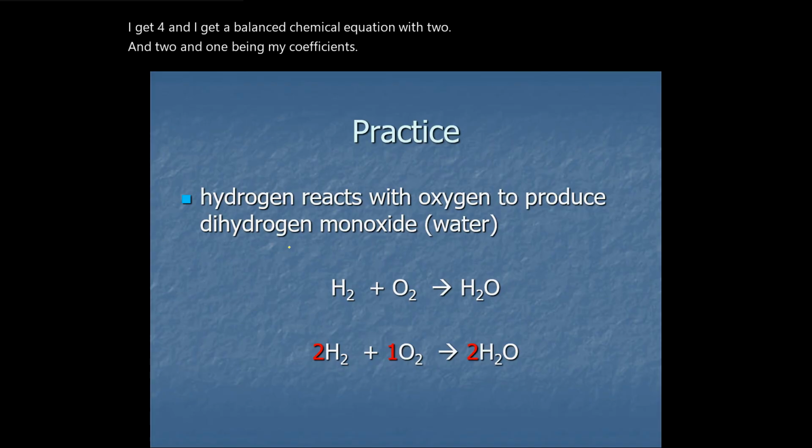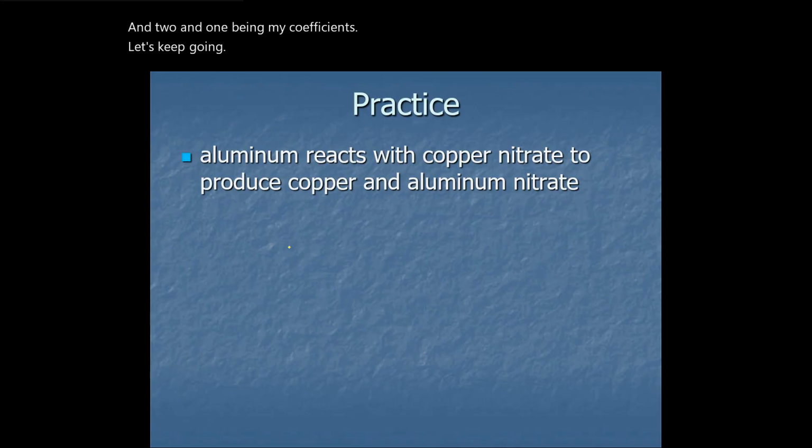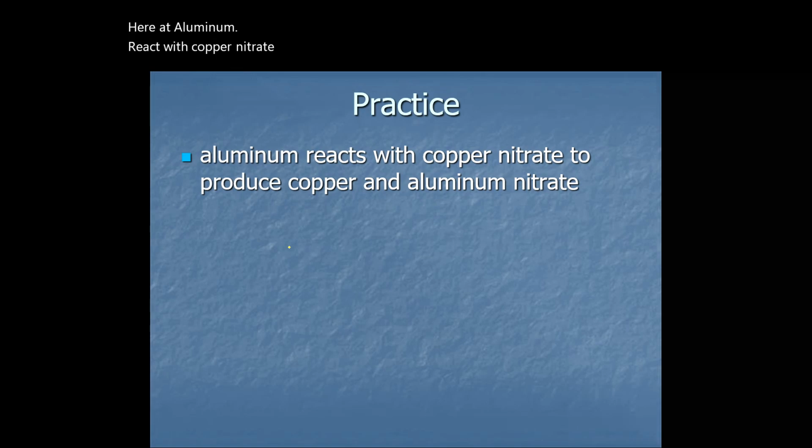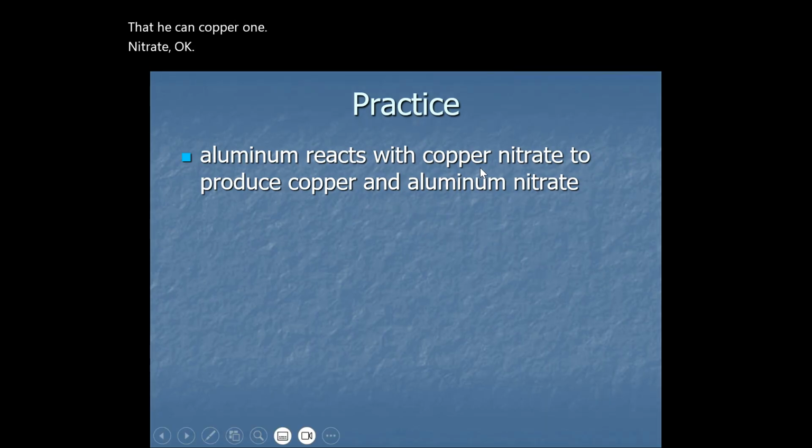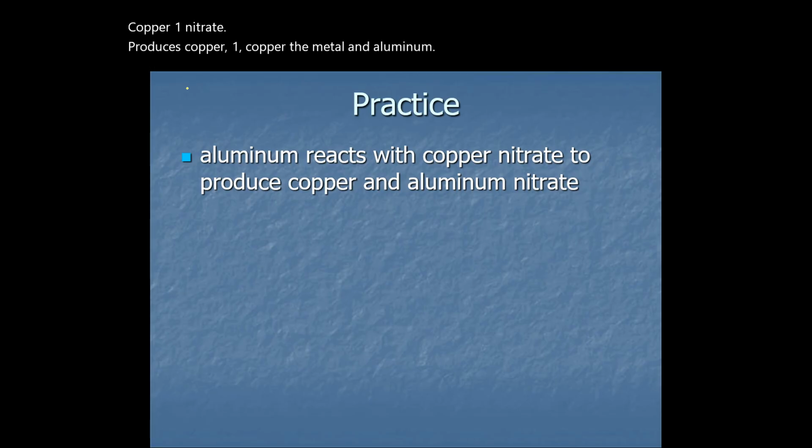Let's keep going. Here I have aluminum reacted with copper nitrate. Ooh, I think it's copper 2 nitrate. Let me double check. Oh, they did copper 1 nitrate. Okay. Copper 1 nitrate. And produces copper, the metal, and aluminum nitrate. Well, aluminum is just going to be Al.